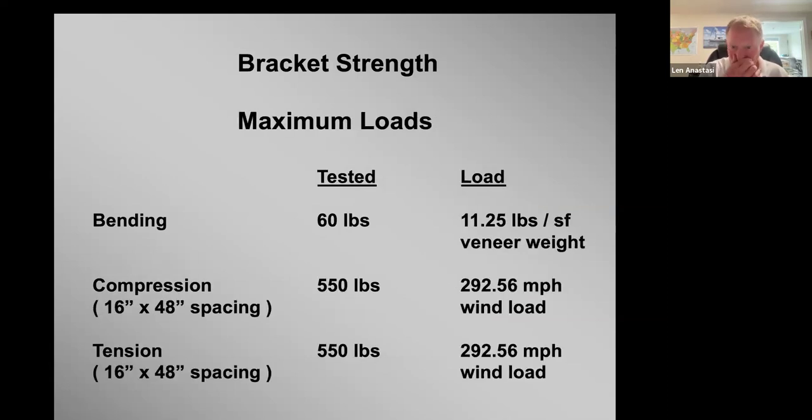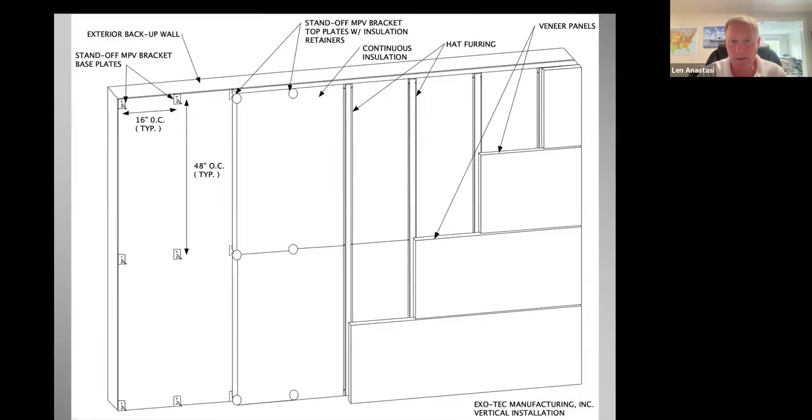What does this mean? The bending load is, it fails at 11.25 pounds per square foot of veneer weight. So we say don't go over 10. If you do, just tighten up the spacing. We've had to on other jobs, when we had a quarter-inch core 10 steel veneer, where we had to go 16 inches by 16 inches to take the weight of the veneer, because that was 24 pounds a square foot. Compression and tension load, that's almost a 300-mile-an-hour wind load. We're never going to see that. The highest wind speed ever recorded was a hurricane in Texas in the 1960s, at 188 miles an hour.